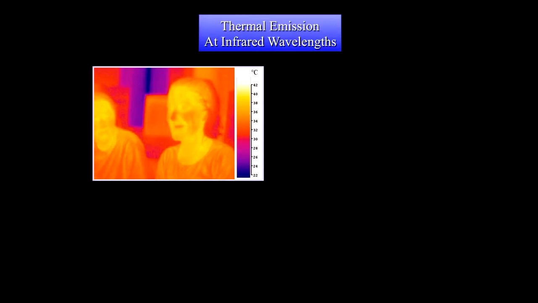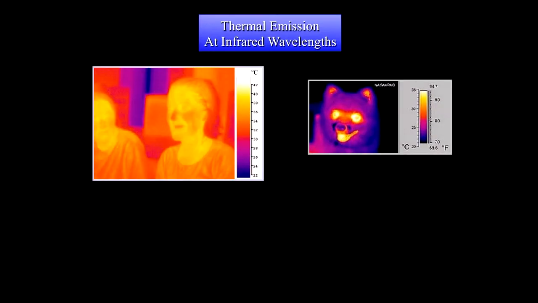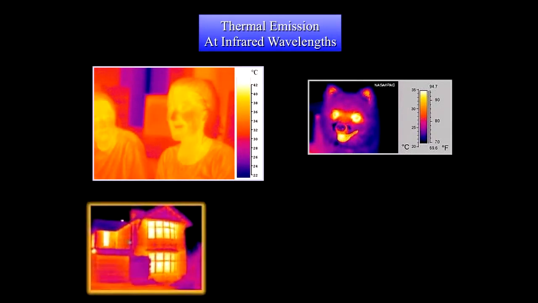Of course, other animals emit infrared light too. You can tell which parts of the dog are hot and which parts are cooler. The dog has fur to keep it cool and keep it at a constant temperature, whereas the mouth and the eyes expose the inner higher temperature of the workings of the dog's body. And the same is true of a house.